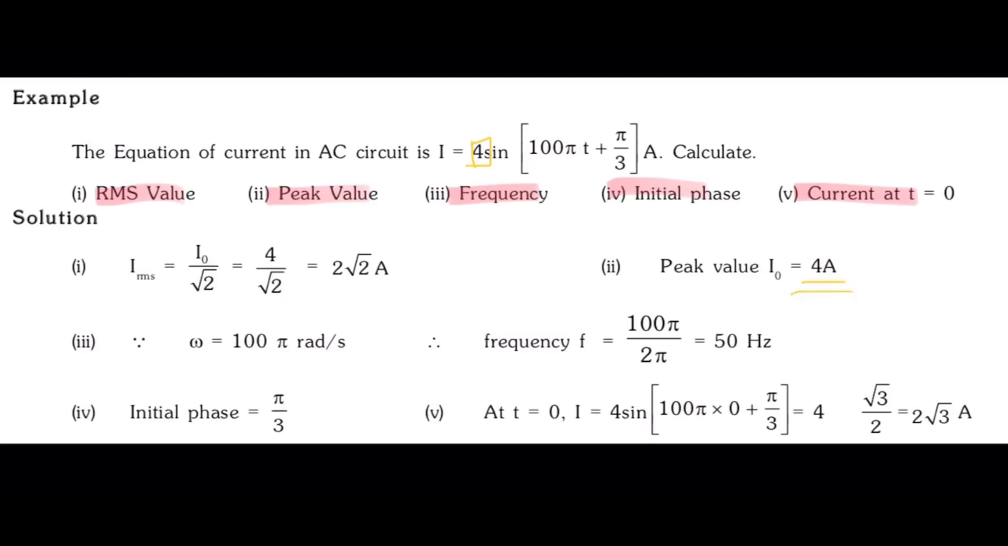So from this you can calculate the RMS value. What is the equation for RMS value? IRMS equal to I0 by root 2. So I0, the maximum value, is 4 divided by root 2, and you get 2 root 2 ampere.